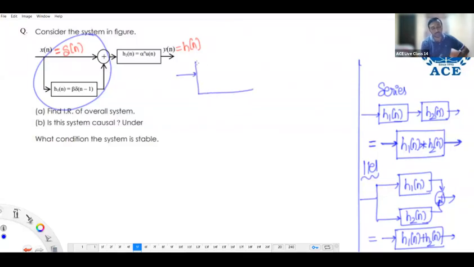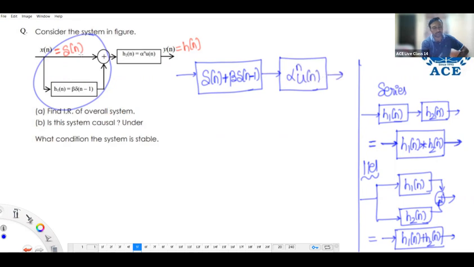So first two blocks are connected in parallel, that is del n plus beta del n minus 1. That is in series with alpha power n u[n]. First these two are connected in parallel, addition, sir. In series with alpha power n u[n]. Of course, we are convolving them.